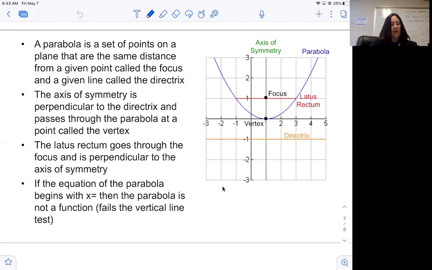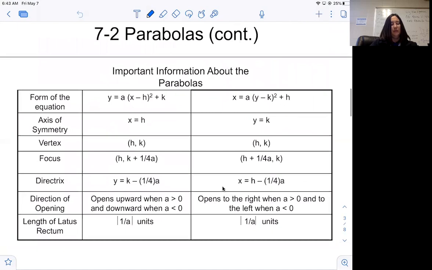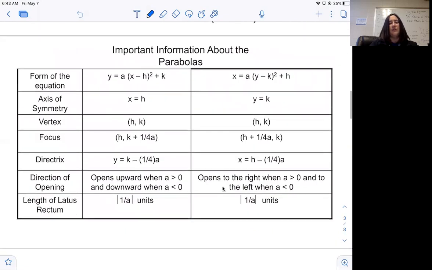So what we need to do is to be able to look at our different equations. We have what we call vertex form, which this book actually calls standard form. It's y equals a times (x minus h) quantity squared plus k. We have our axis of symmetry and focus. It shows you here how to find your focus. It's h comma, and then it's k plus 1/4 of your a value.